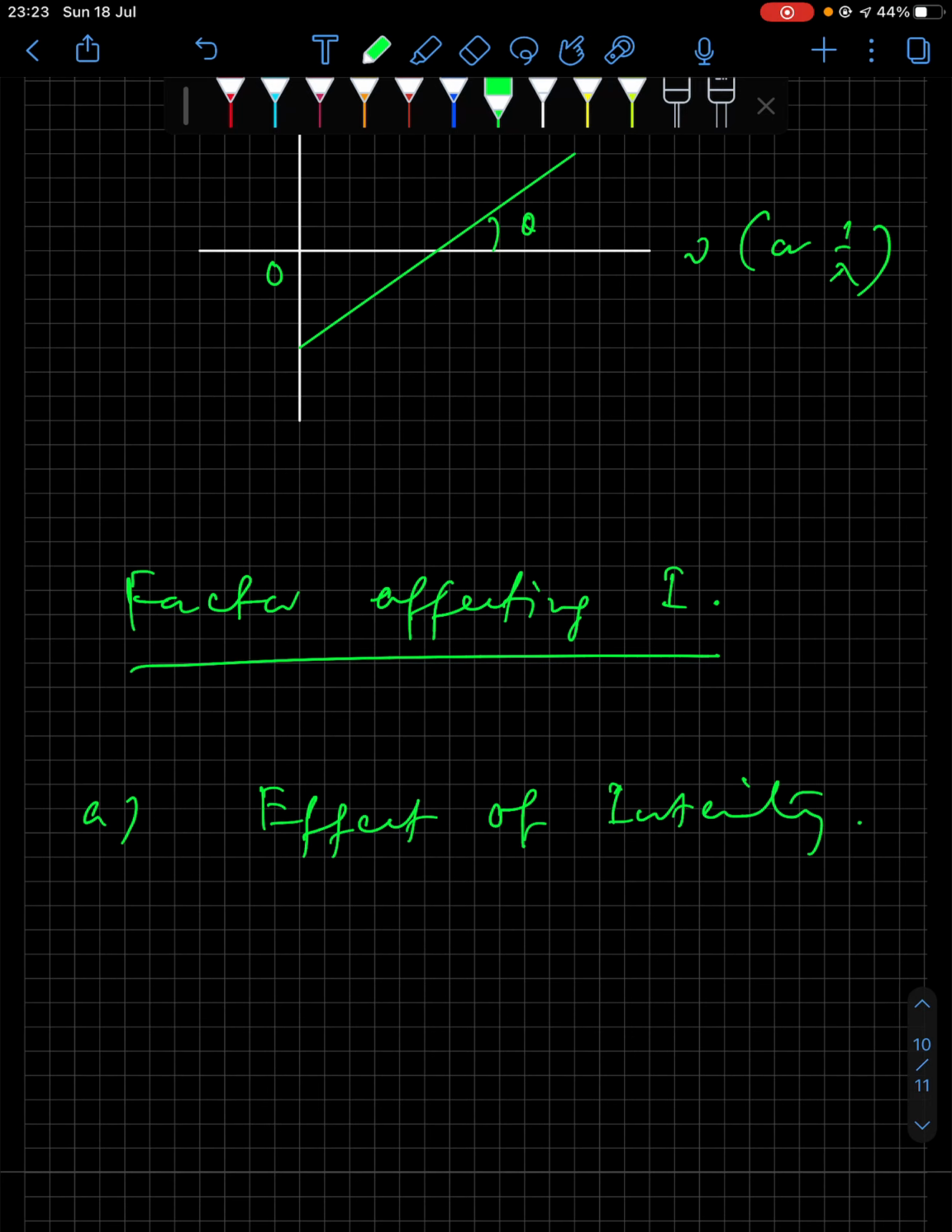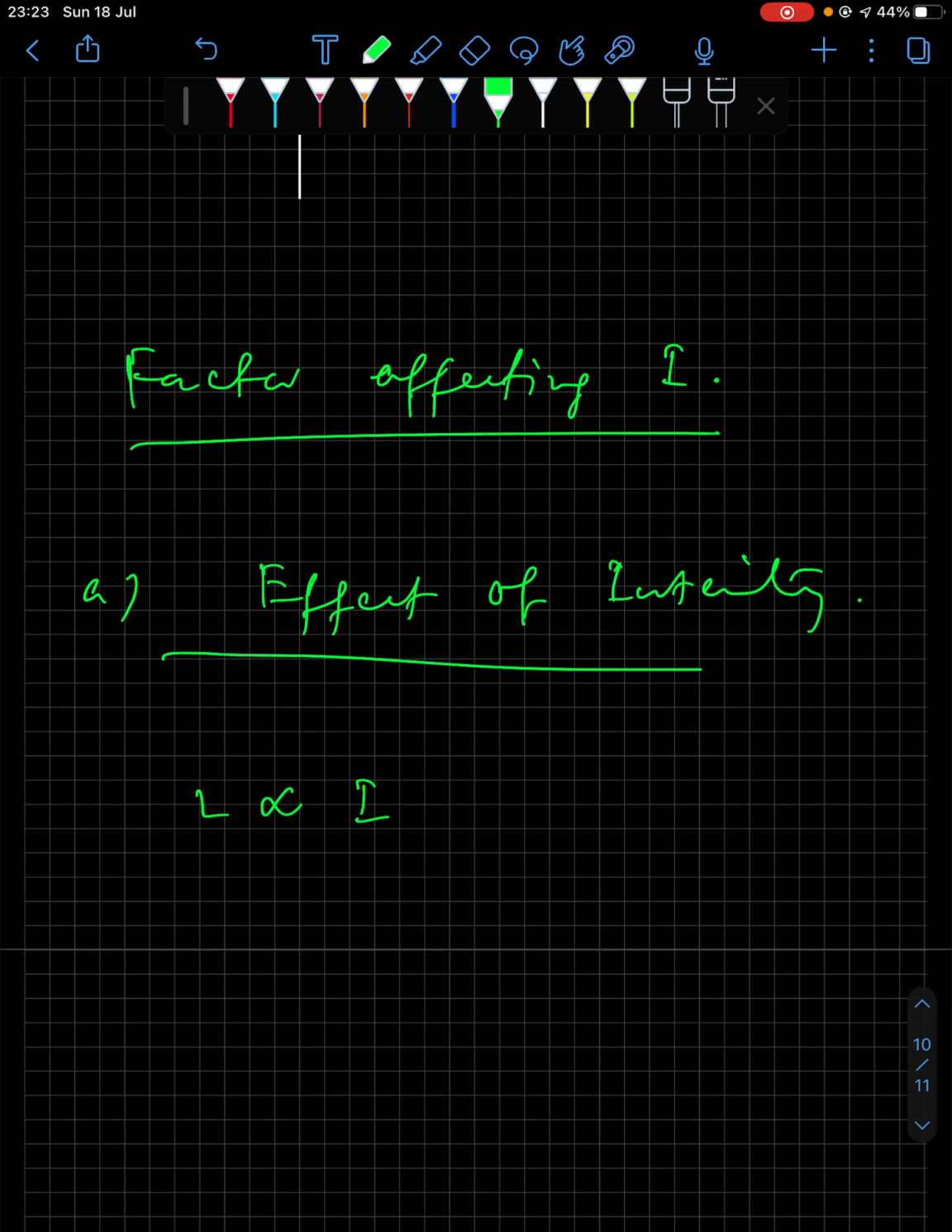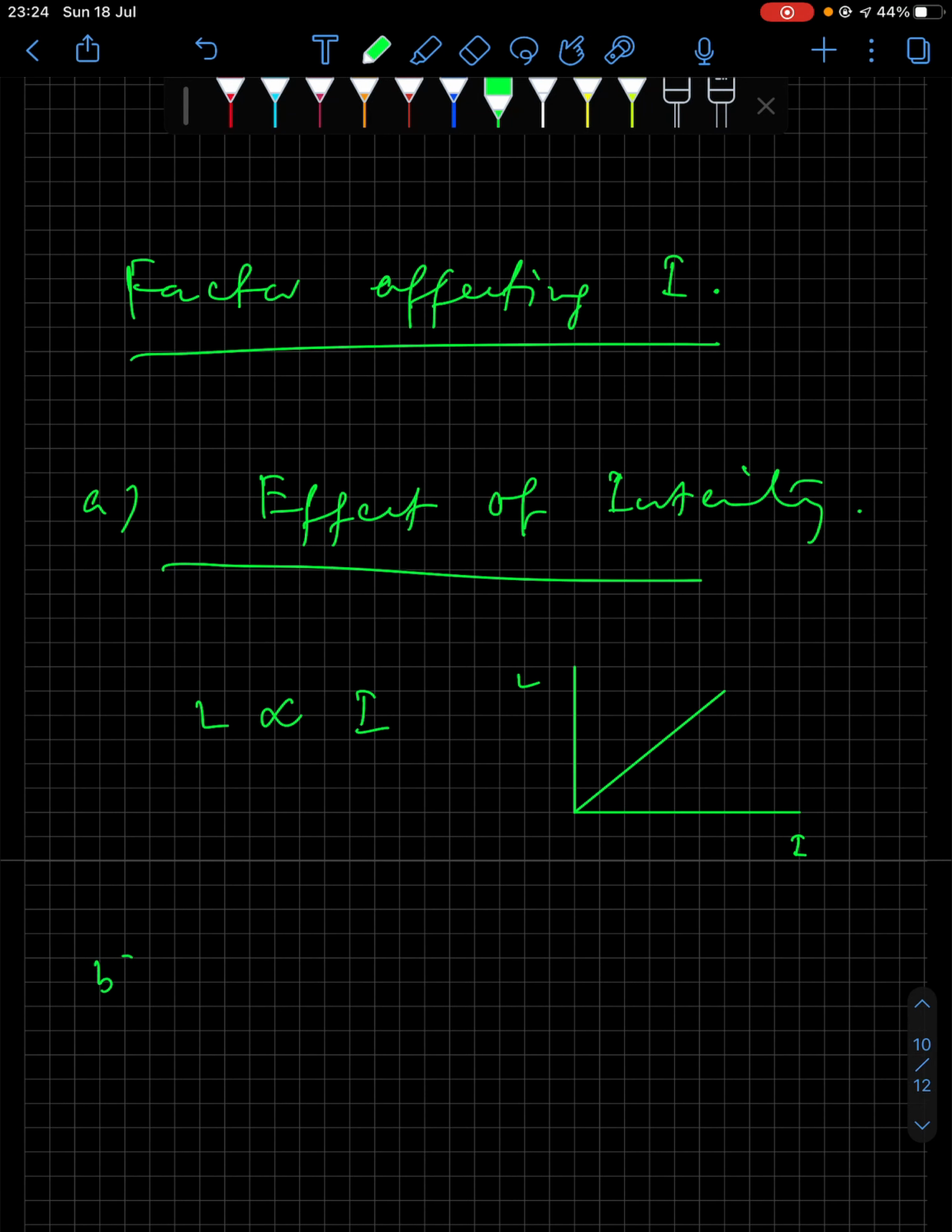So this will be a very brief session. I won't go into the elaboration of this. We discussed that intensity is directly proportional to photoelectric current. I is directly proportional to intensity, and therefore the graph between I and intensity was this: a straight line.